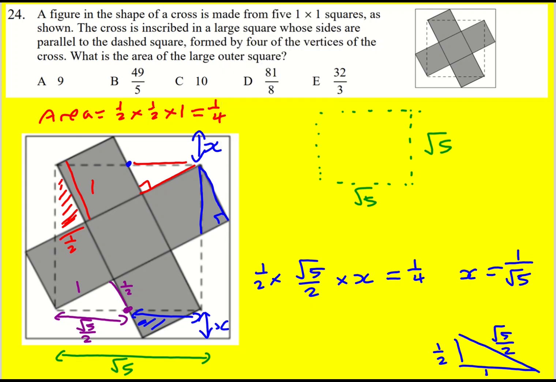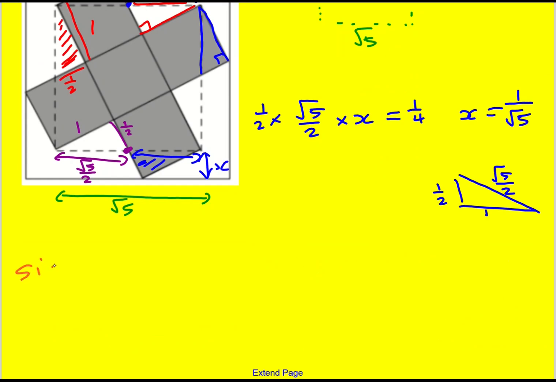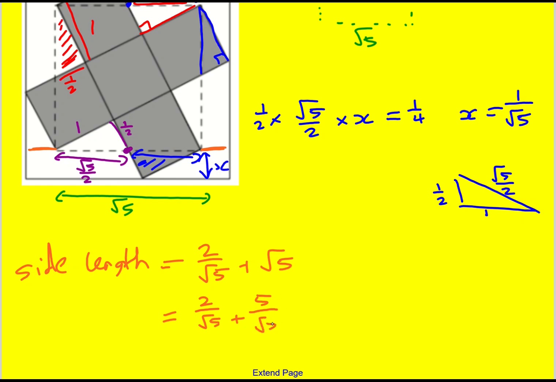That means that root 5 x is going to be 1, so x is going to be 1 over root 5. Okay, it's coming together. So now the side length is going to be 1 over root 5 and another 1 over root 5, so 2 over root 5 plus root 5. Let's write that a little bit better: 2 over root 5 plus 5 over root 5. It's actually 7 over root 5.